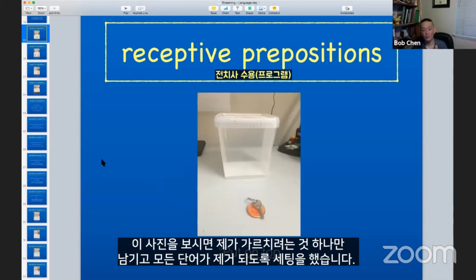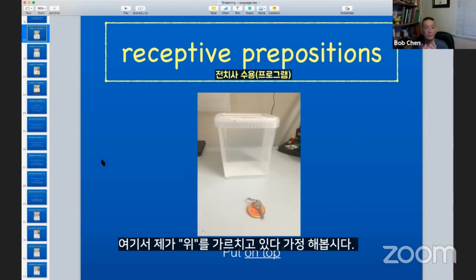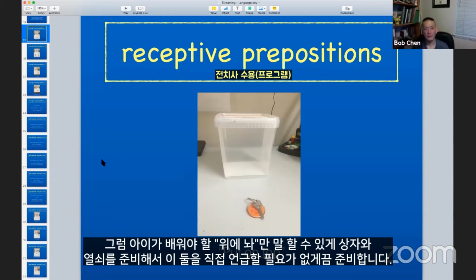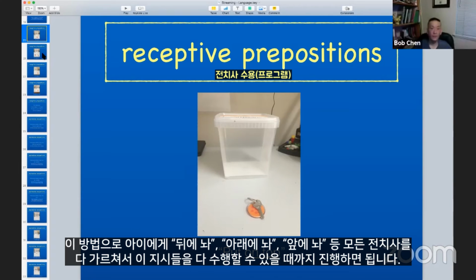So here's a little visual. We've stripped all the language down and we're just teaching one thing at a time. So let's say that I'm teaching on top, okay? So I'm just going to have one box in there and I'm going to give the child the keys. So I don't need to talk about the box and I don't need to talk about the keys. I'm just telling the child, put on top, so that the child knows and can learn the preposition. So you do that for every preposition until you can go through and ask the child to put behind, put under, put in front, and they can do all of those instructions.